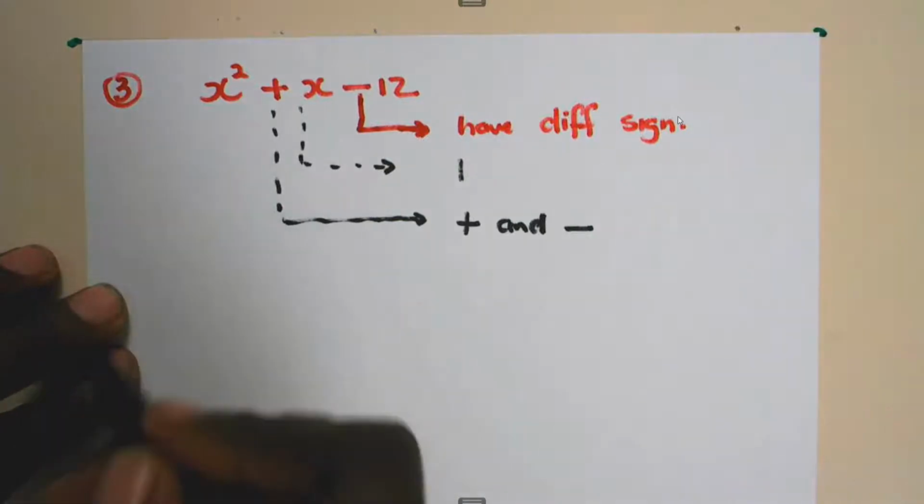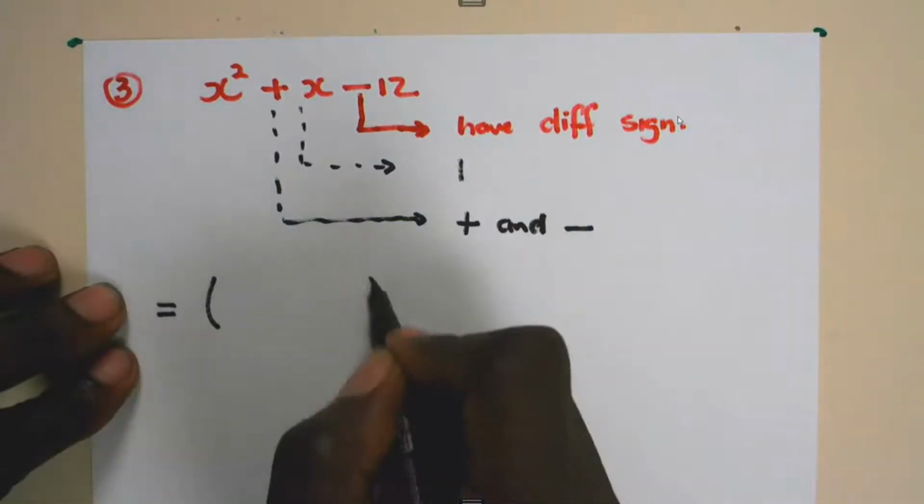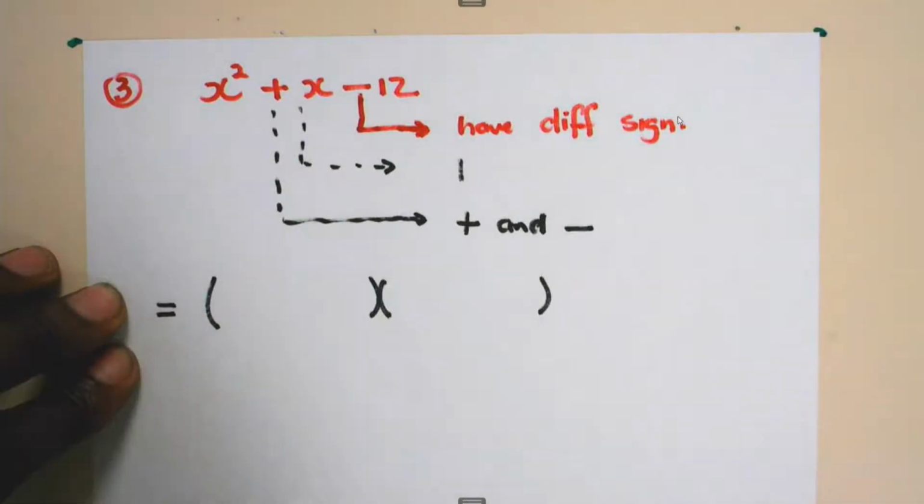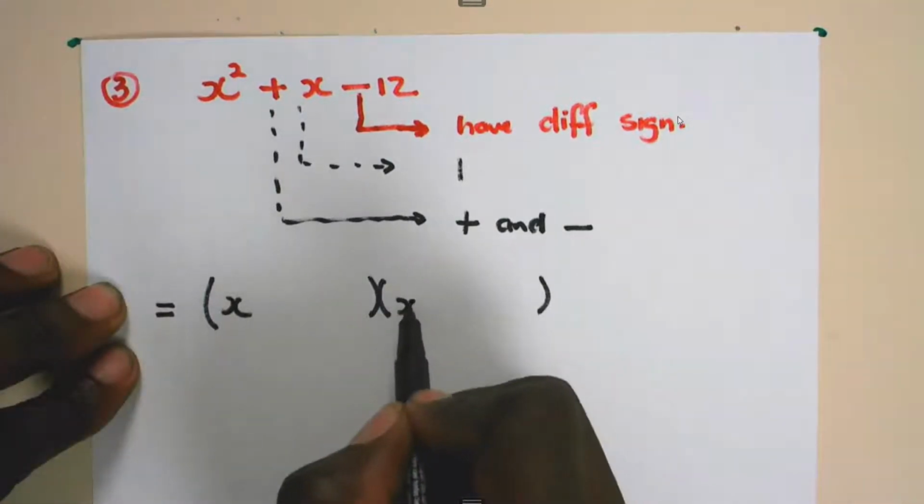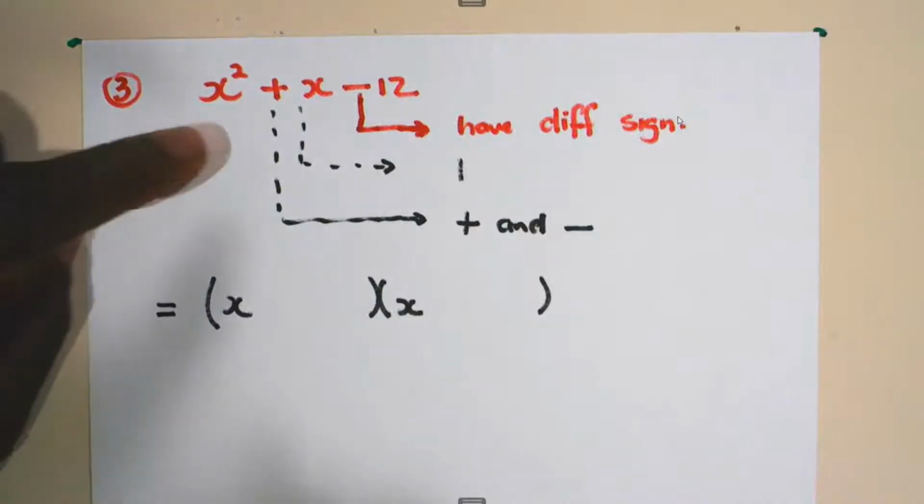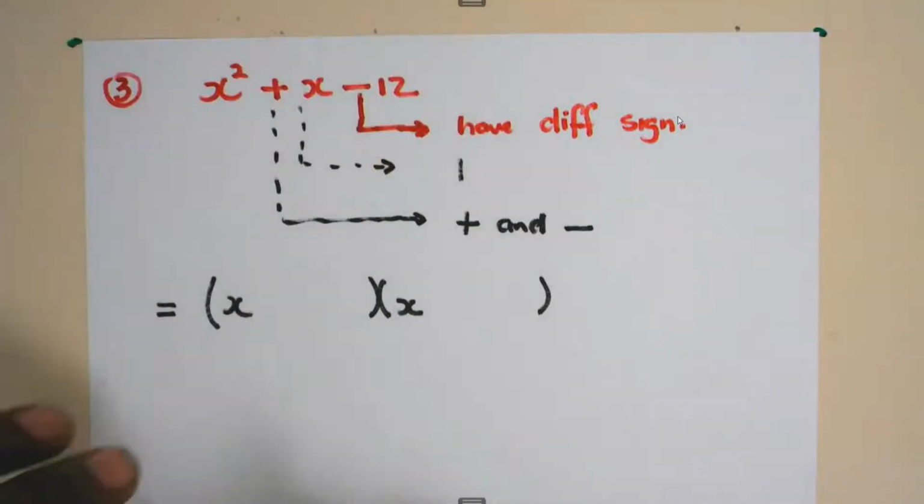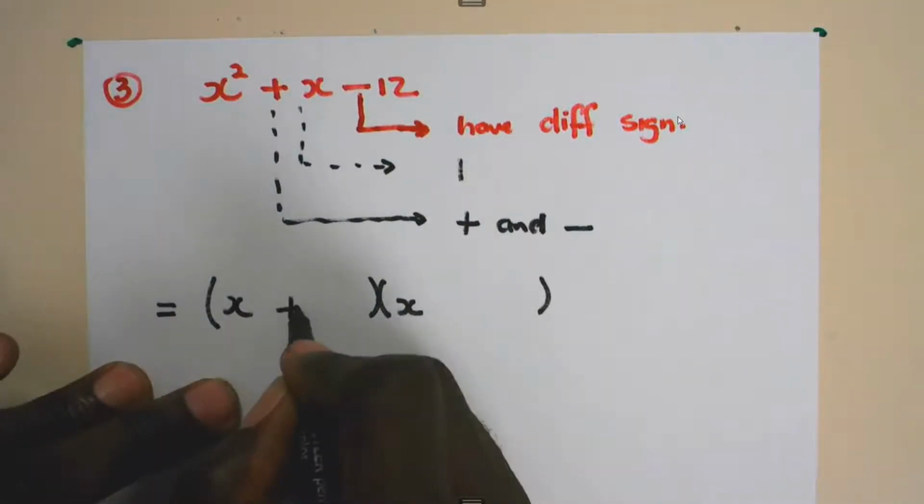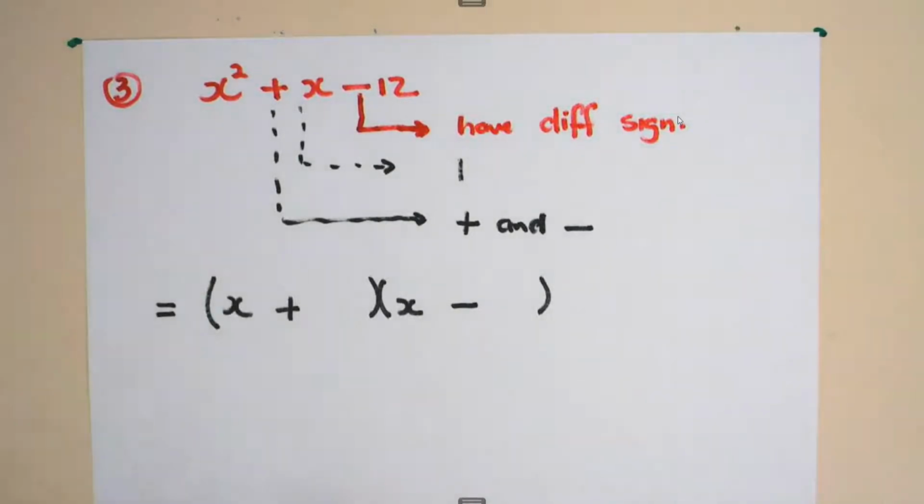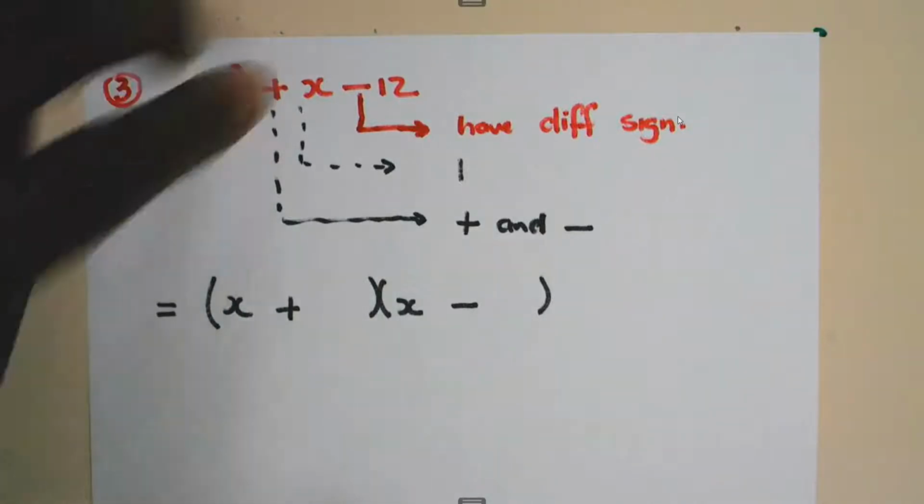Now let's go to the factors. After understanding this, the x and the x. And they say the factors must have different signs. It can be positive, it can be negative. But when you add or subtract, they must give you positive 1.